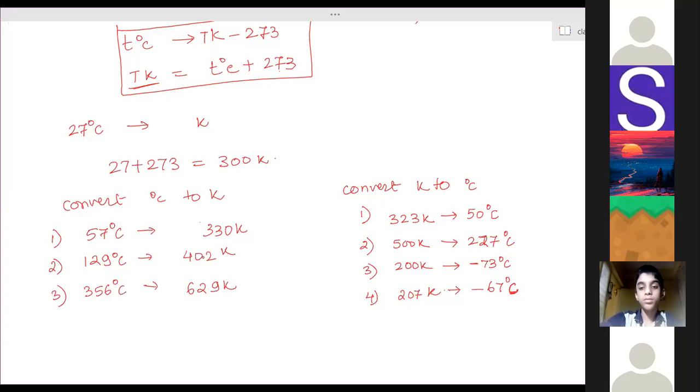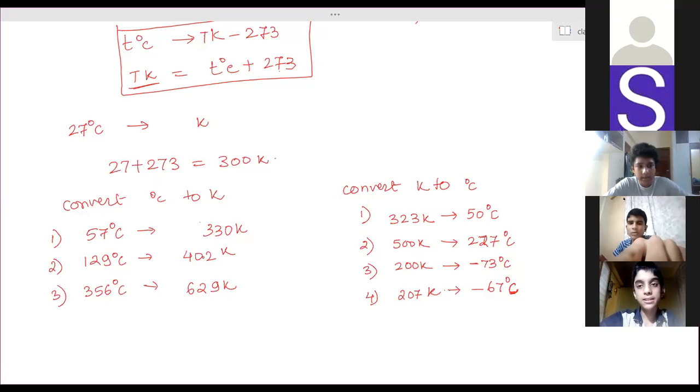Now tell me, what is the state of water at 0 degrees Celsius? Solid and liquid. At 25 degrees Celsius? Liquid. Only liquid. And at 100 degrees Celsius? Liquid and gas both, right?